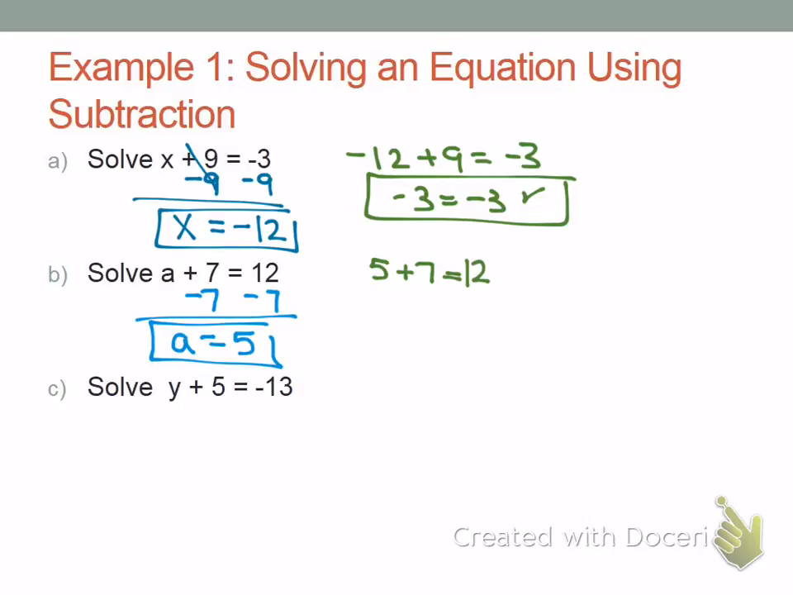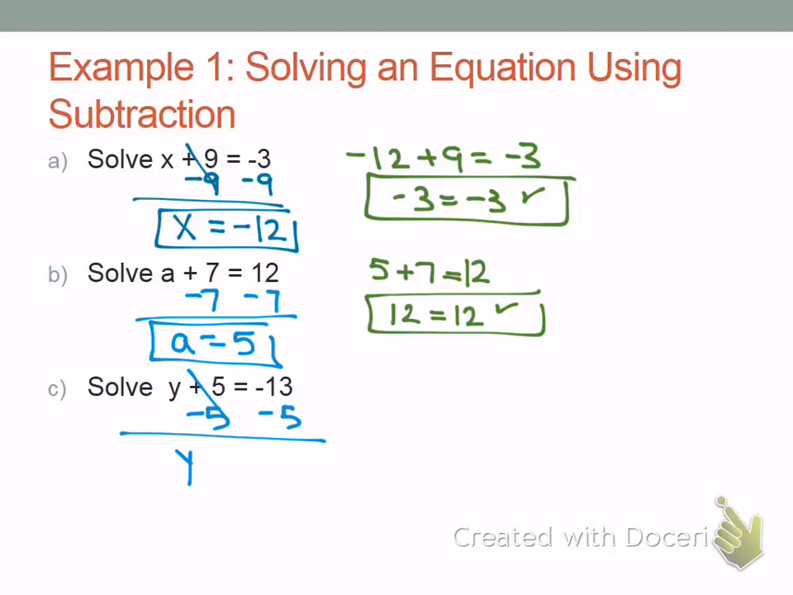But guys, don't say yes here. I want you to show me that it's simplified on both sides. 12 equals 12. All right, I want you to try C on your own. All right, so I subtract what from both sides? 5. Very good, because 5 is connected to my variable. And I get this cancels. I get y equals, what's negative 13 minus 5? Negative 18. y equals negative 18.